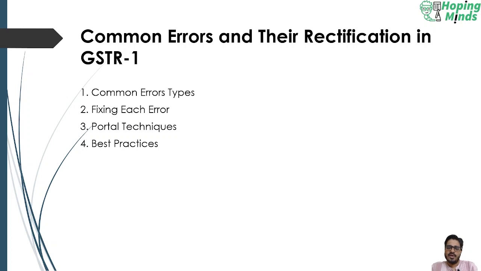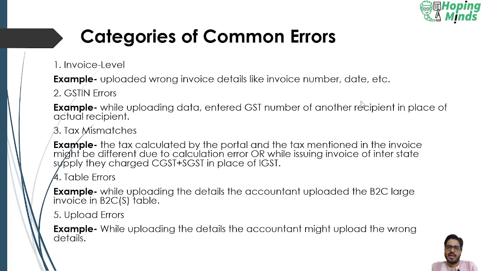So now let us see what are the common types of errors while filing of GSTR-1 return. Categories of common errors. So there could be multiple levels of errors like invoice level errors, then GSTIN or recipient level errors, then tax amount mismatches, wrong reporting tables, or technical upload errors, and so on. So let us discuss these.